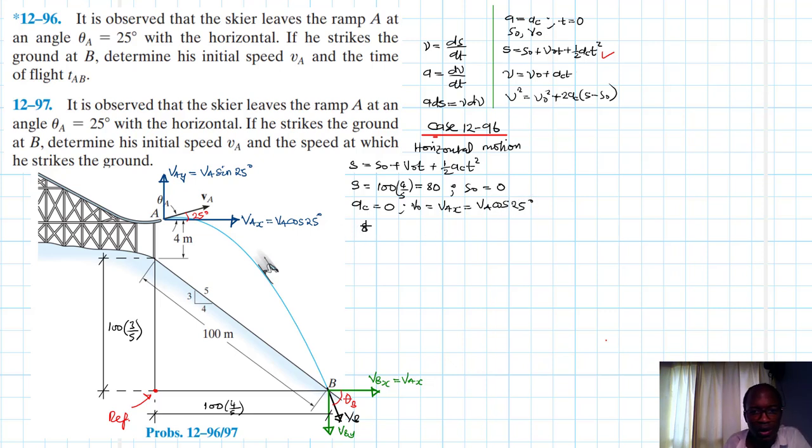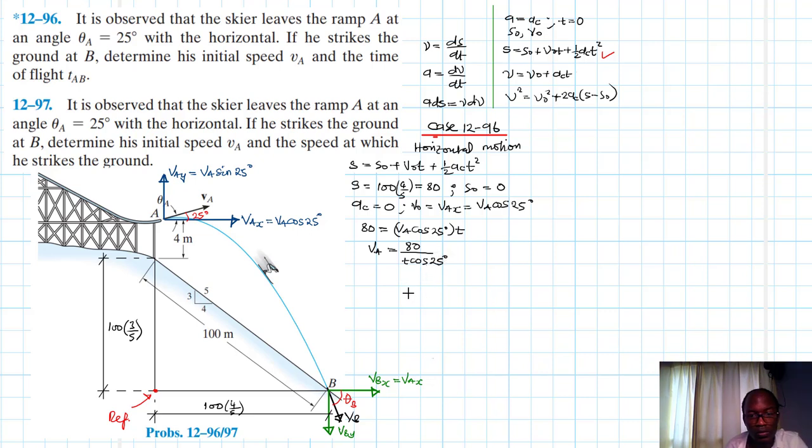Therefore, we are going to have an equation: AT is equal to VA cos 25 times T. I'll make VA the subject of the formula. This just becomes equal to AT divided by T cos 25.